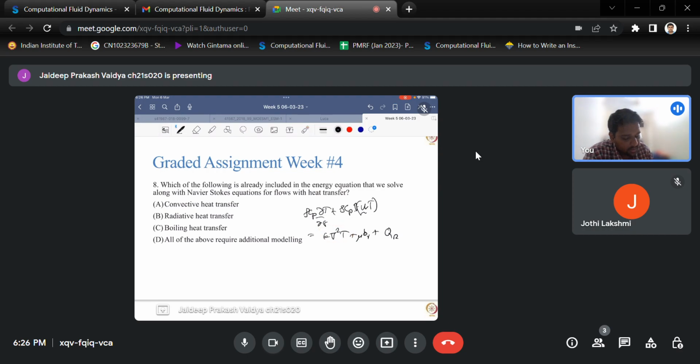So what we can see is there is no radiative heat transfer where we relate it to Stefan Boltzmann's or Stefan's law, that is sigma into T raised to 4. There is no sigma T raised to 4 relation happening here. Boiling heat transfer also does not happen here. Generally, we don't write the equation for boiling anywhere in the literature that I have seen. And all of the above require additional modeling, that's also false. It is a convective heat transfer that is given by this term. Rho Cp dou T by dou t plus rho Cp del dot U T is the convective term, also known as the advective term.